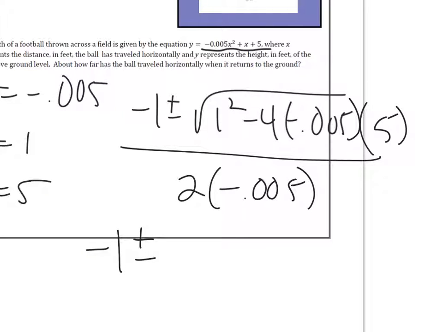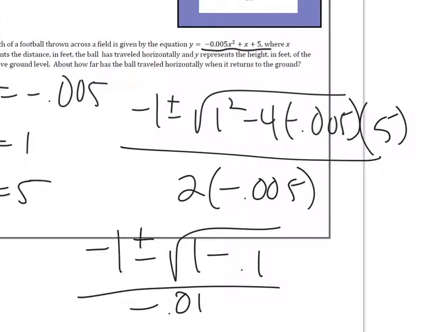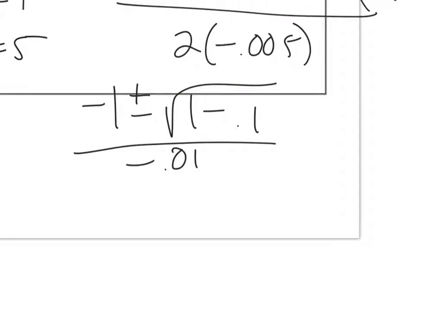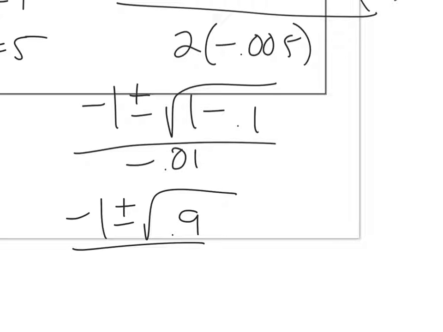So 4 times negative 0.005 times 5, and that's going to be 1 minus 0.1. 2 times negative 0.005 is going to be negative 0.01. So I'm going to be left with negative 1 plus or minus the square root of 0.9 over negative 0.01. So the square root of 0.9 is something different.